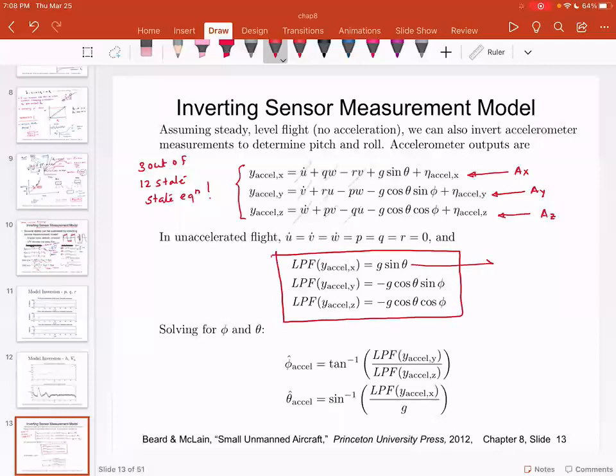This is the exact same expression that we used to find out the value of theta: sine inverse of ax divided by g. The same thing you can do with y. To find out roll, you divide these two, and this gives you the pitch angle, and this gives you the roll angle. Yaw is not possible.